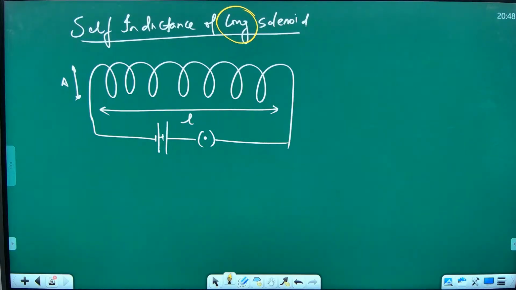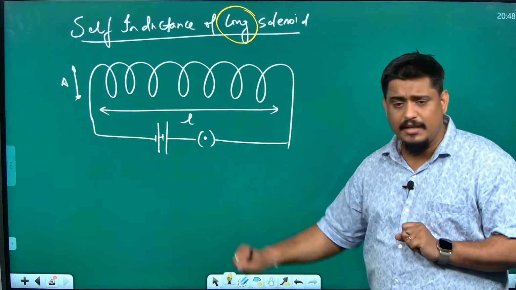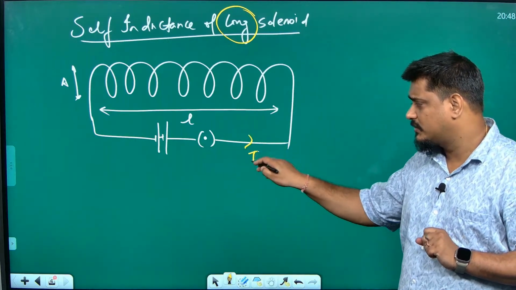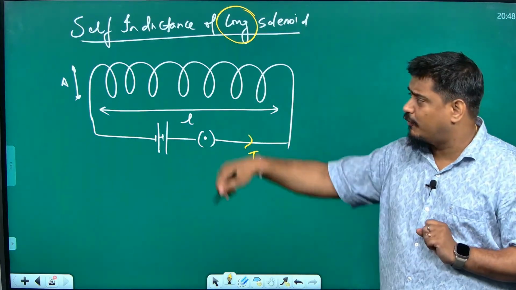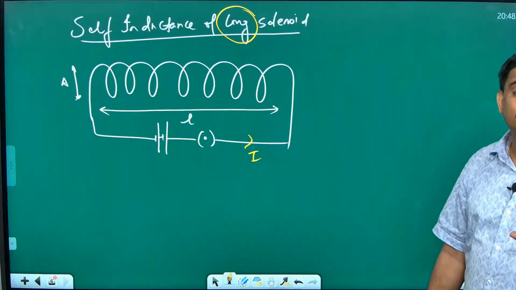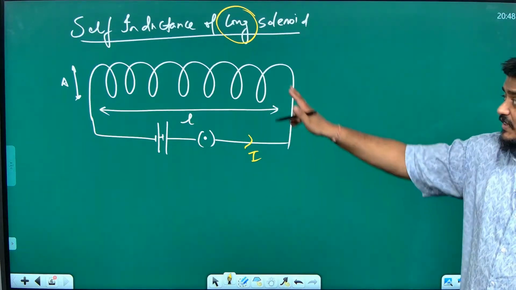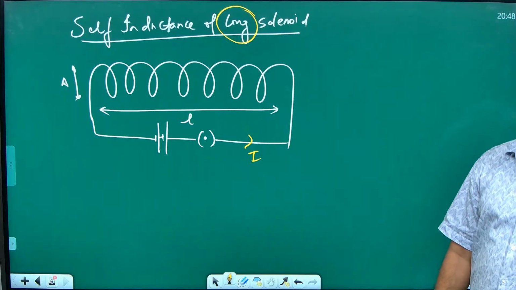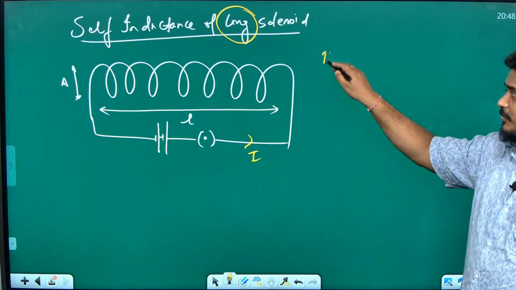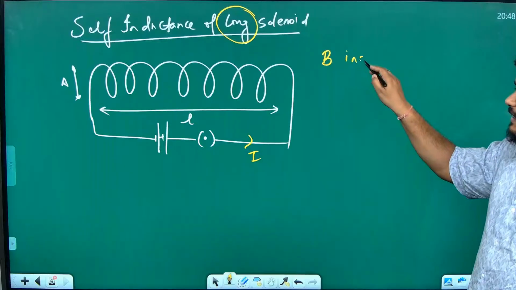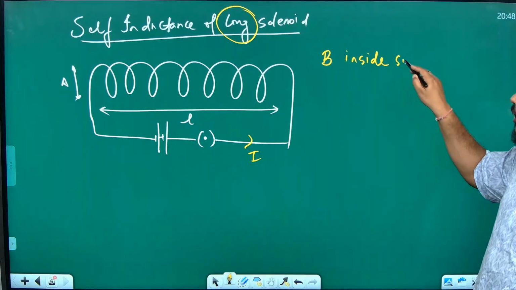So, in this case, the moment I turn on the key, the current flows, and the moment current flows, there will be some magnetic field produced inside the solenoid. I'll give time for writing. Please pay attention and learn the concept now. So magnetic field inside the solenoid will be how much?